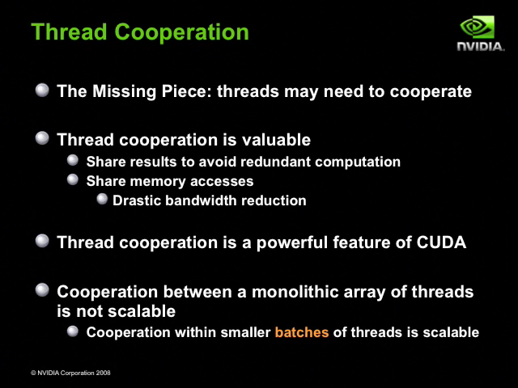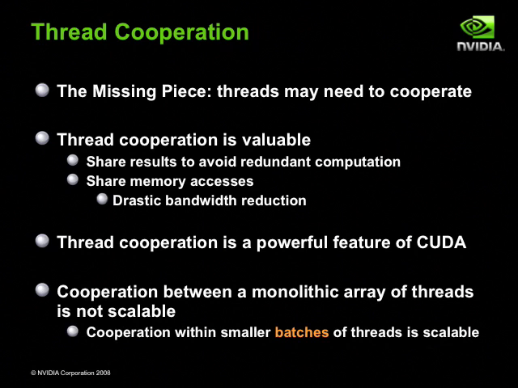The missing piece in the example on the previous slide is a means of cooperation between threads. Thread cooperation is valuable for several reasons. Threads can share results to avoid redundant computation, and threads can share data loads and stores from device memory, which can drastically reduce memory bandwidth requirements. Thread cooperation is a powerful feature in CUDA.